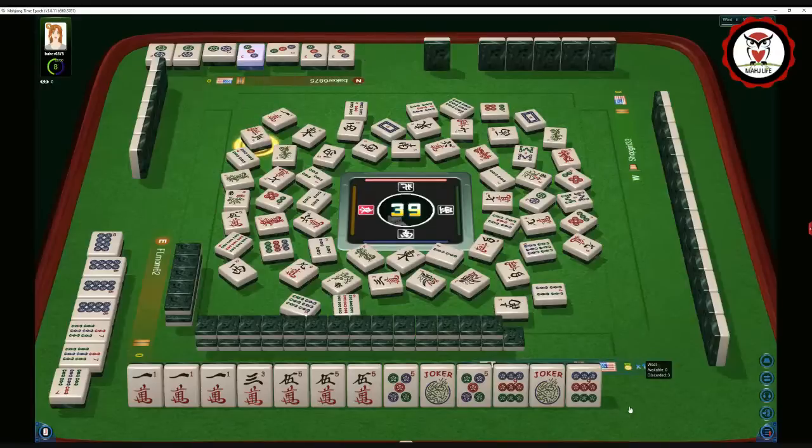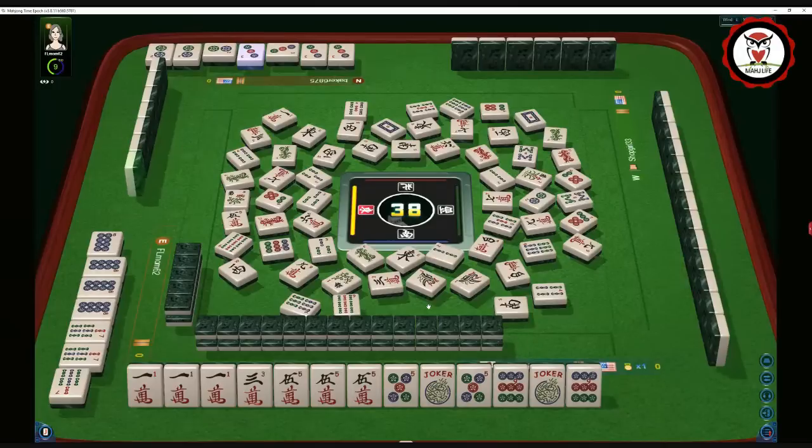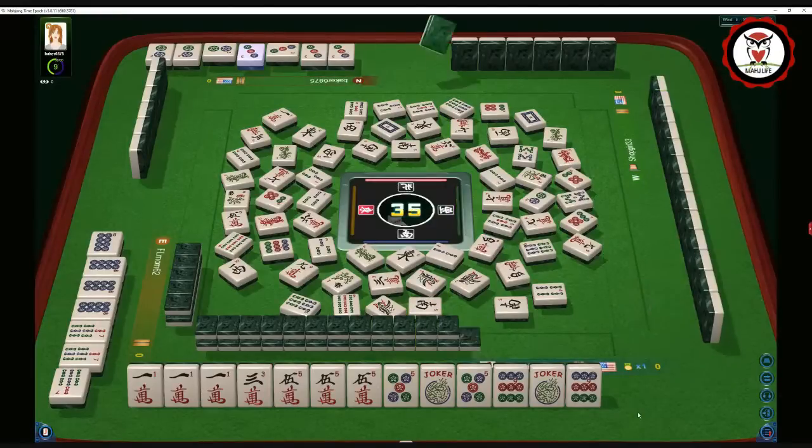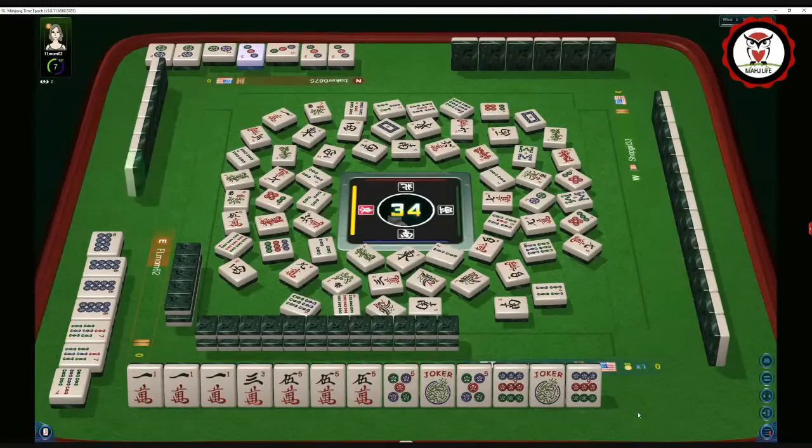Three characters. And we'll pass. Three bamboos. One bamboo. I need a dot on this hand too. Does anyone dot their card? When you win a hand, do you put a dot on your card? Nine characters. Okay, we need that keeper.